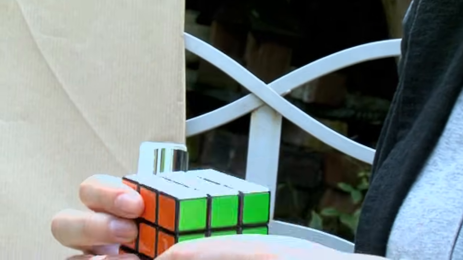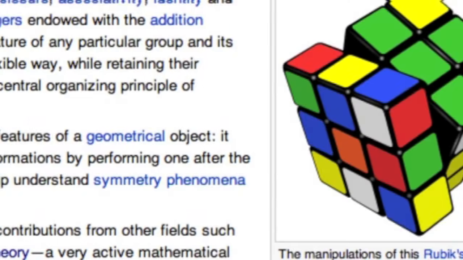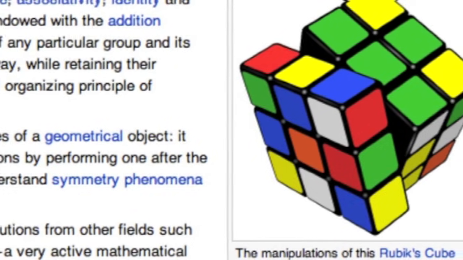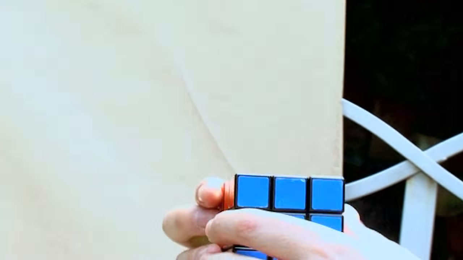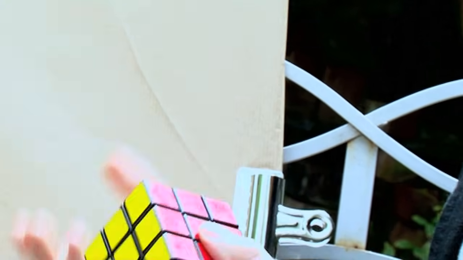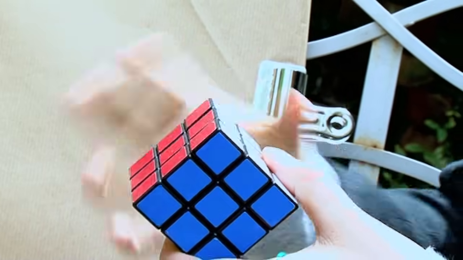If you go to any kind of Wikipedia page about anything to do with group theory, there will be in the top corner a picture of a Rubik's Cube. And the reason for that is that it has got quite a nice example of a group associated with it. And the group is the number of different combinations that there are on the Rubik's Cube. It's all the different ways that you can scramble up a cube.